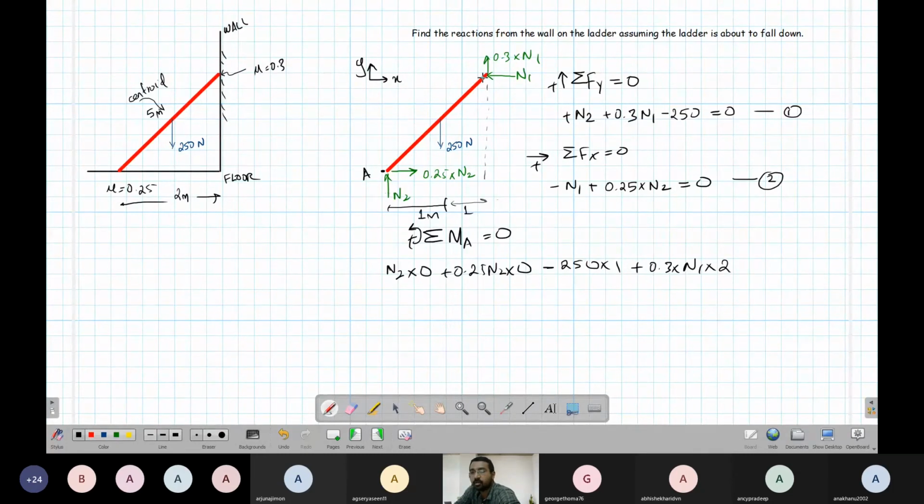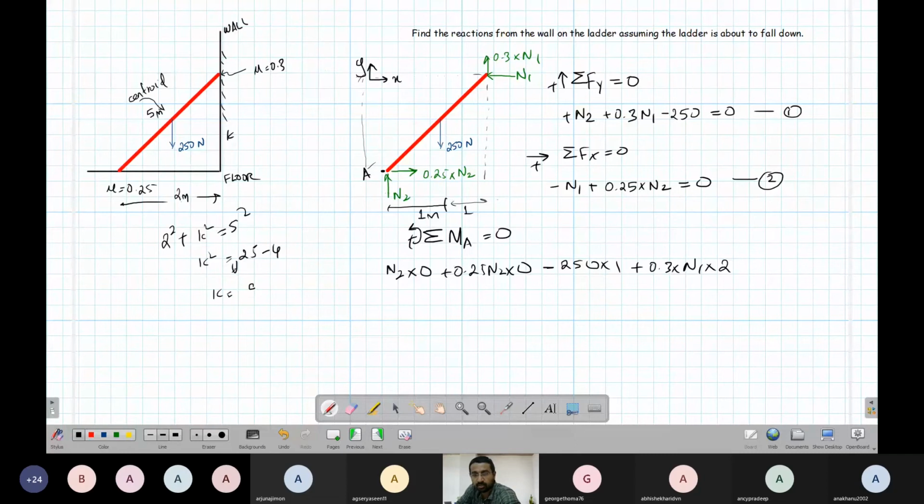Then this force is also trying to rotate it. This is the perpendicular distance. What is this distance? This is 2 and this is 5, so we know that 2 squared plus k squared is 5 squared. So k squared is equal to 25 minus 4.